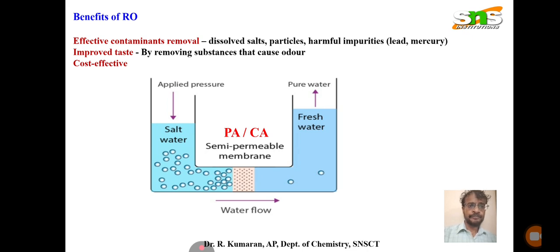RO gives effective contaminant removal: dissolved salts, particles, harmful impurities, lead, mercury, etc. It improves taste by removing substances that cause odor, and it is also cost effective, since we can use it very simply. This is the simple method of reverse osmosis, which we use in order to ensure water quality in our day to day life.